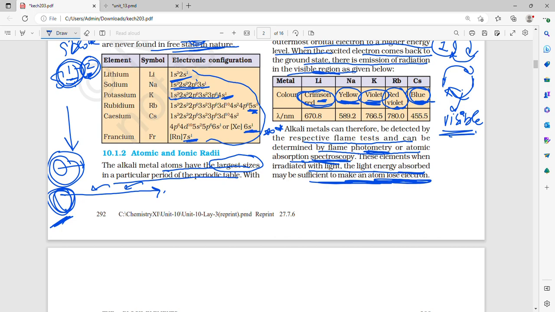Now lithium, sodium, potassium, rubidium, cesium, francium: you can see 1s2 2s1, then 1s2 2s2 2p6 3s1, then 4s1, then 5s1, then 6s1, then 7s1.